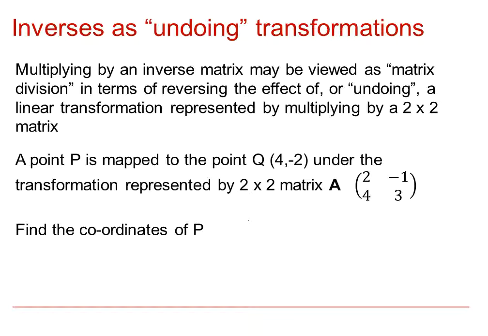We know then that AP equals Q, and that therefore, if we pre-multiply by the inverse of A, we would get A^-1 AP equals A^-1 Q. Or in other words, using the fact that A^-1 A is the identity matrix, P will equal A^-1 Q.